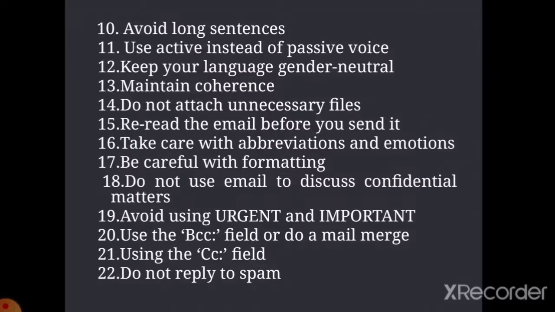Keep your language gender neutral. Okay, when you receive any mail or you are sending any mail and you do not know that person, then you say sir or madam. So you don't know who is there, so you are using both, but in many cases we know that the person is she or he. Okay, but you should avoid discrimination.